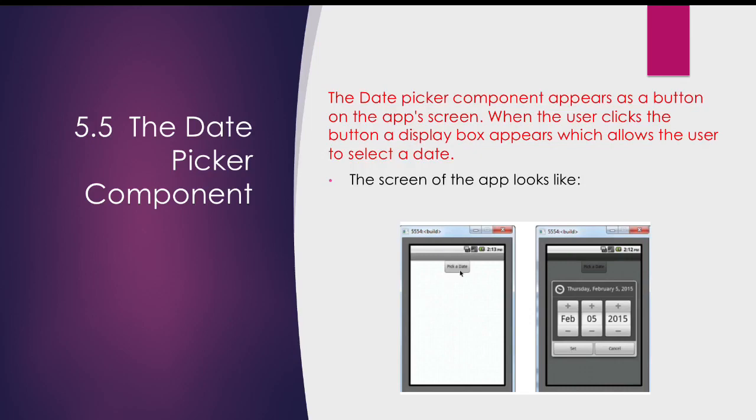For this function, the image on the left shows us what the emulator screen looks like before the user clicks the button, and the screen on the right shows us how the screen looks after the user clicks the button to select the date.